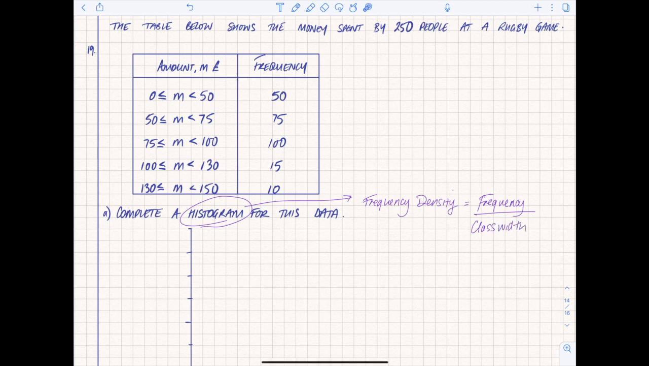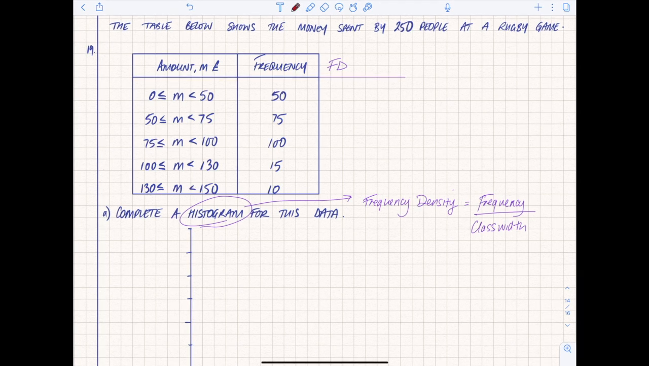Now what I mean by that is this is your frequency, 50, and your class width is a difference here. So the class width here is 50, class width here is 25, class width here is 25, class width here is 30. Okay, so with a histogram, what you need to do is add on that second column, so frequency density.